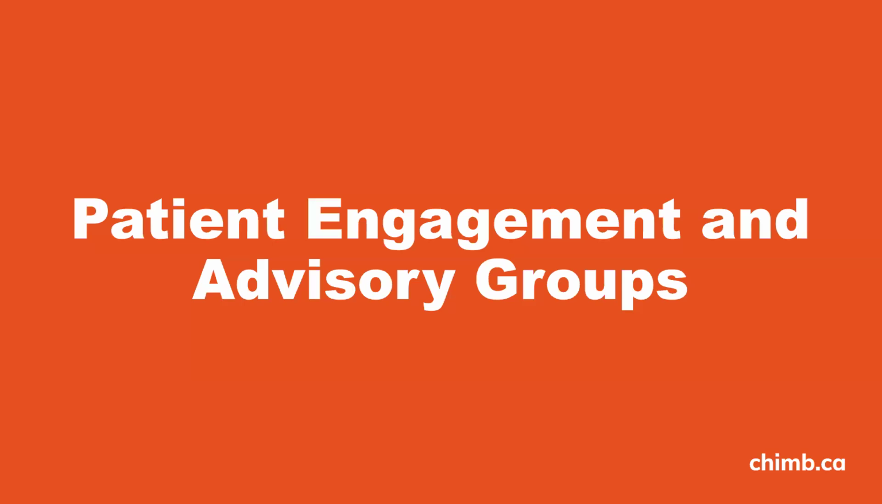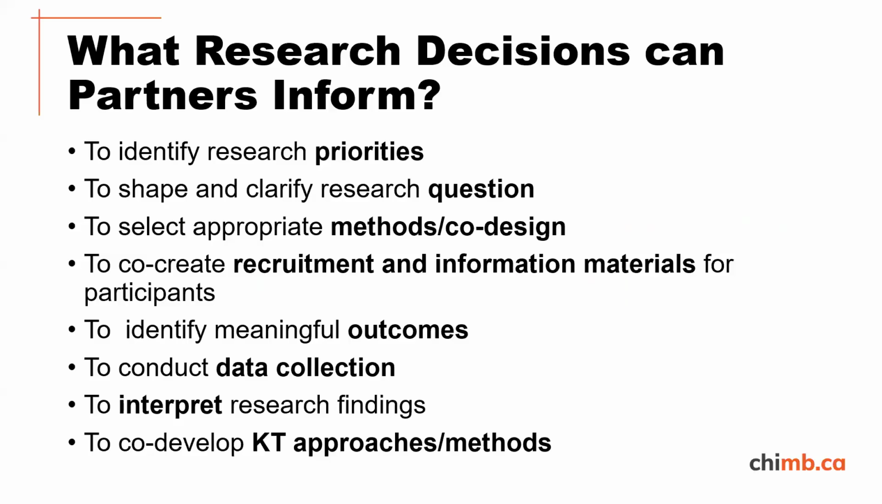So, patient engagement and advisory groups. Where do we start? Well, first, just to ground us, because we are talking about patient engagement in health research, we really want to make sure that what we're talking about is engaging people around research decision-making. So engaging people with lived and living experience, families, caregivers, and communities around identifying research priorities that matter most to folks who are living with a health condition that we're looking at.